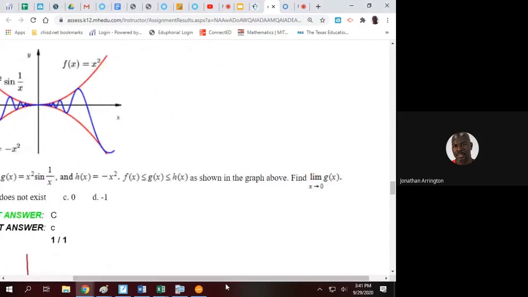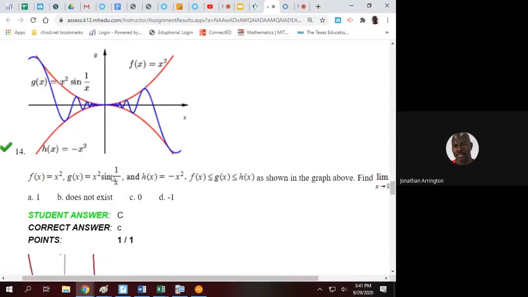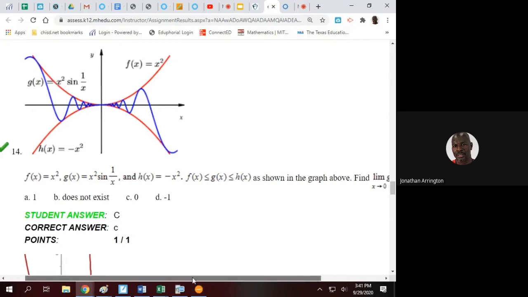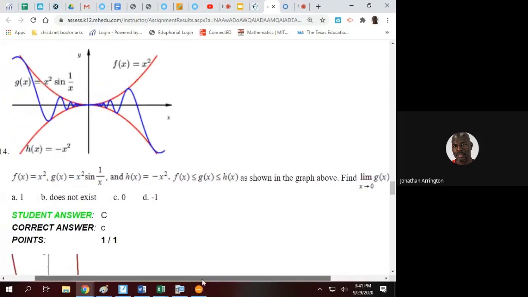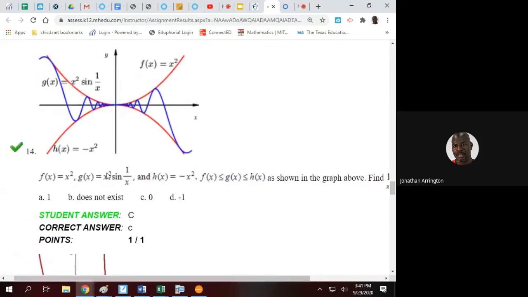So again, since it's squeezed between these two, if I find their limit as x goes to 0, then if they're the same, then I'll know the limit of the middle function as x goes to 0. And these are pretty easy functions and they're polynomials. So the limit of x squared as x goes to 0 is 0. I'm just doing direct substitution. And for negative x squared, that's also 0. So the limit of the two outside guys are 0. So the inside guy must be 0. Okay, so the value of the limit of the inside guy must be 0.